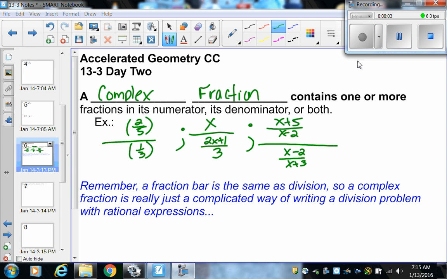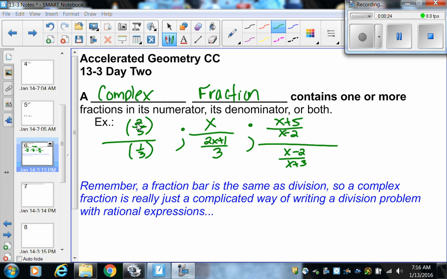This is the second video for section 13-3 for accelerated geometry on adding and subtracting rational expressions. So our vocabulary word in this video is a complex fraction, which means that it contains one or more fractions in its numerator, its denominator, or both.